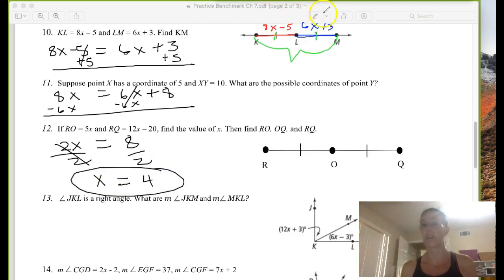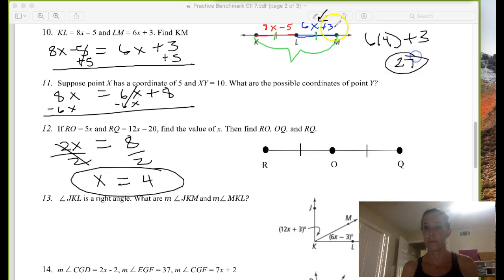Now I've solved for x, I can plug it in for x in either one of these. I should get the same thing. Let's plug it in here. So I'm going to go 6 times 4 plus 3. Well, 6 times 4 is 24, plus 3 is 27. You can plug it in here. 8 times 4 is 32, and 32 minus 5 is 27 also.